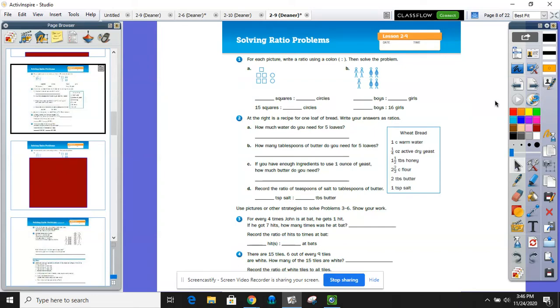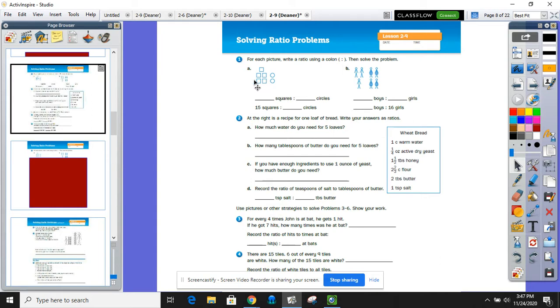All right, so you should have now completed the next 2 pages in the journal, and you should have learned some of the correct ways of writing a ratio problem. One of the ways is to write a ratio using a colon, which is those 2 dots, one above the other. So when you filled out letter A here, you would have written 5 squares colon 2 circles. So for every 5 squares, you have 2 circles.